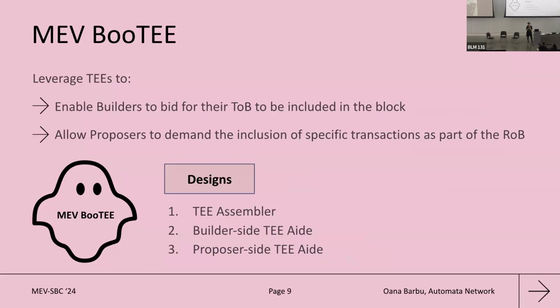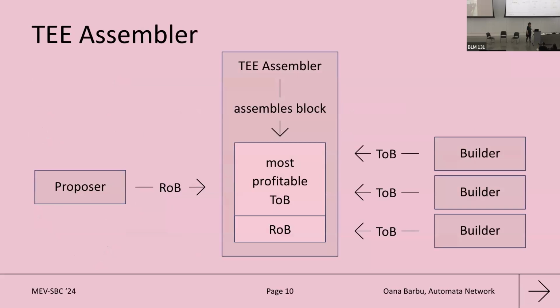Then we consider removing the relayer and running the TEE at either the proposer or the builder. So we have the builder side TEE aid and the proposer side TEE aid. So for the TEE assembler, like I said, it's mostly like MEV Boost. If you remove the ROB, it becomes MEV Boost. So the builders will send their TOBs to the TEE assembler. The TEE assembler will select the most profitable TOB, combine it with the ROB, and tada, it produces the block.